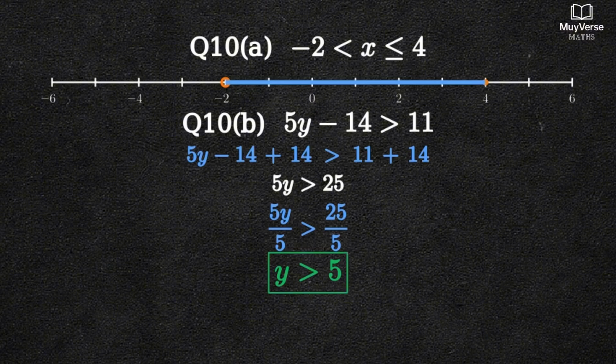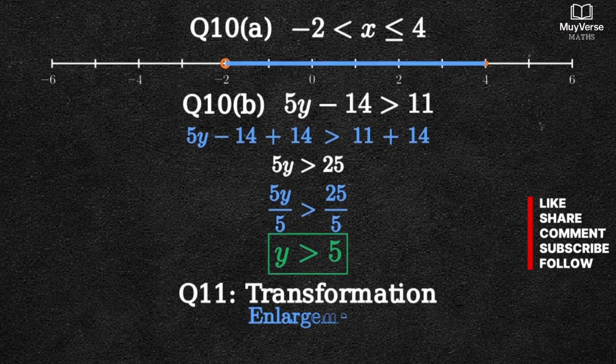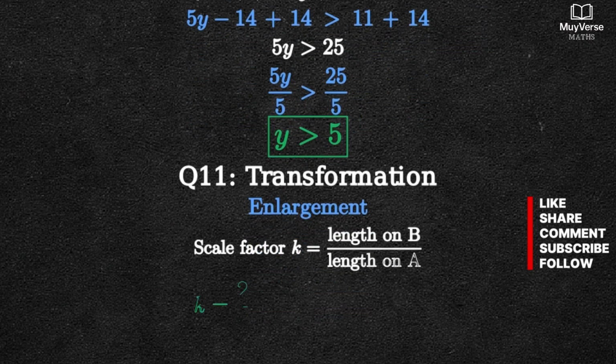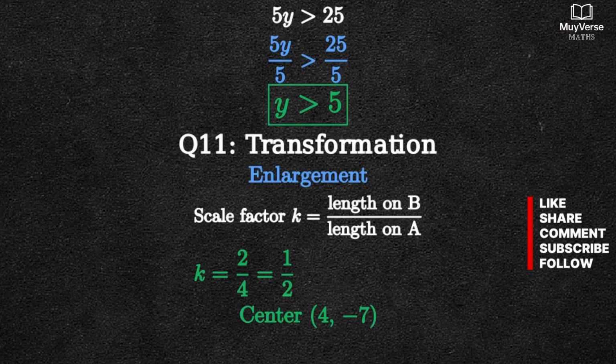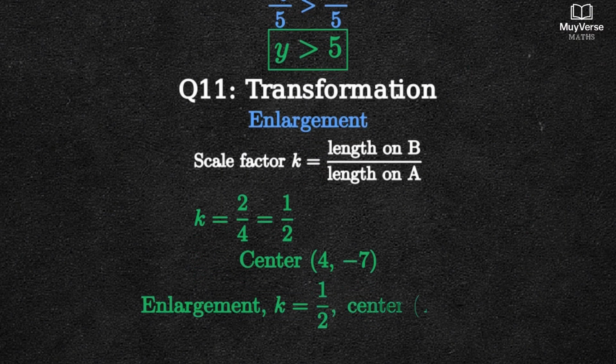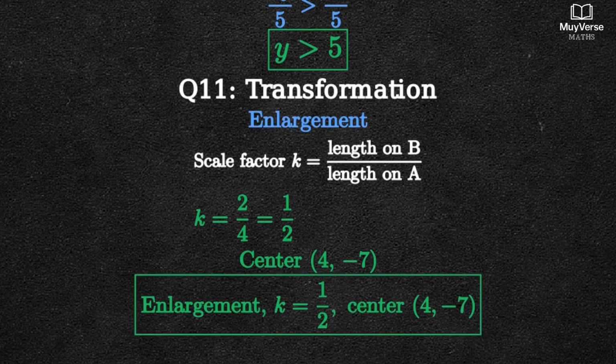Question 11. Describe fully the single transformation that maps shape A to shape B. It is an enlargement. The scale factor is 1/2 because a matching side on B is 2 units, while the corresponding side on A is 4 units. 2 over 4 equals 1/2. The center of enlargement is the point (4, -7). So, enlargement, scale factor 1/2, center at (4, -7).